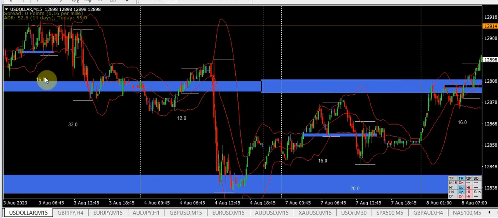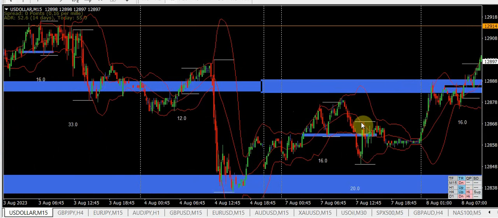Okay, Monday 7th of August 2023, and we're looking at the M15 Bollinger band break strategy on the dollar pairs. So just review the rules. Number one, you have to be in a kill zone. That's these white horizontal lines here. So you've got London kill zone, New York kill zone.